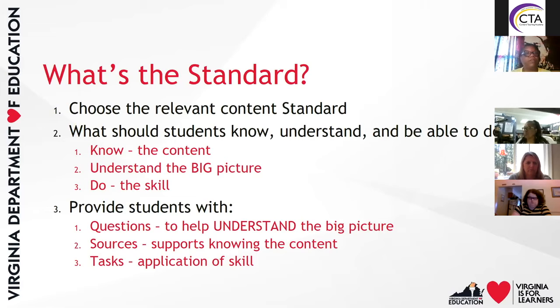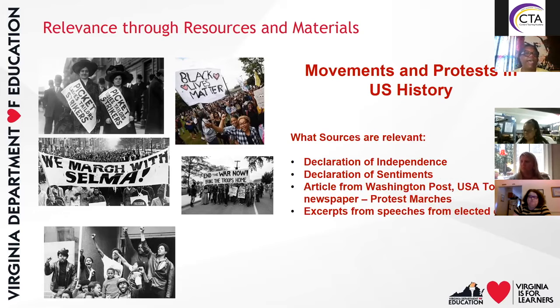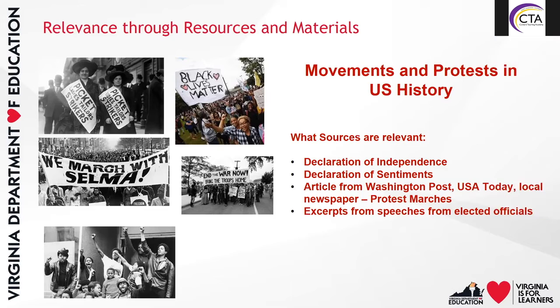So the next thing that we would need to do is to find sources. And then what do we want them to do with those sources? So looking at the big questions, the questions that came to my mind: why do people protest? How does change happen in the United States? Do laws shape society, or does society shape the laws? Sources. For the images that we have, some of the sources I thought of were the Declaration of Independence paired with the Declaration of Sentiments, taking small excerpts out of both of those and comparing that language. What do they have in common? What are they saying differently?